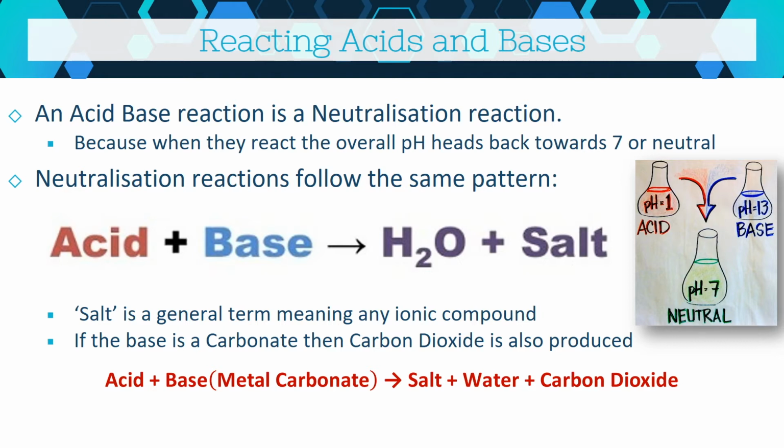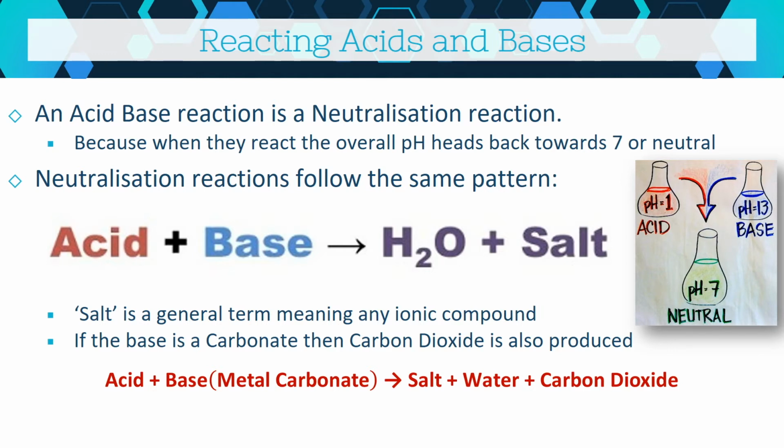Salt here is a general term meaning any ionic compound made through an acid-base reaction. Often we talk about salt being table salt, and that's sodium chloride. That is just one example. You can have a lot of different salts made through acid-base reactions. We'll look at that in a couple of slides, and we'll look at how you can even work out what its name will be. So acid plus base gives water plus a salt.